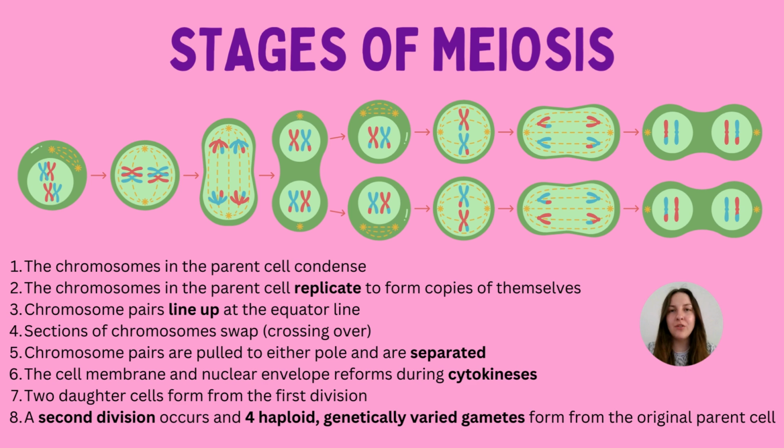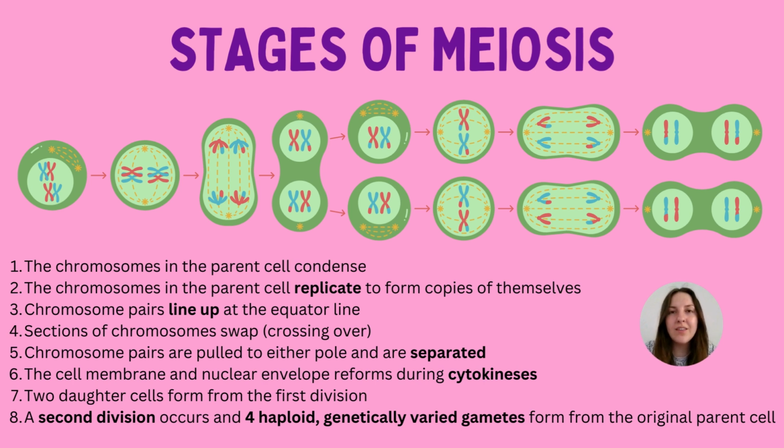Now, the first stage is the chromosomes in the cell start to condense in preparation for replication. The parent cell's chromosomes will actually replicate next, and this helps the chromosomes have an exact copy of themselves, which is what we call a homologous chromosome. Those homologous chromosomes will actually line up next to each other, and they undergo a process called crossing over.